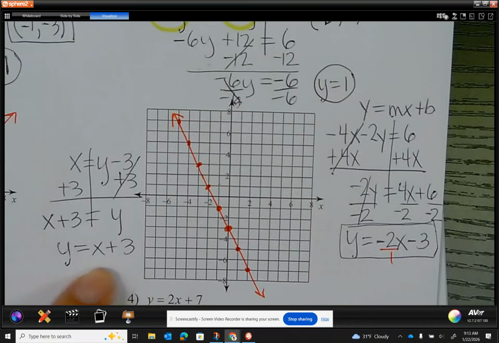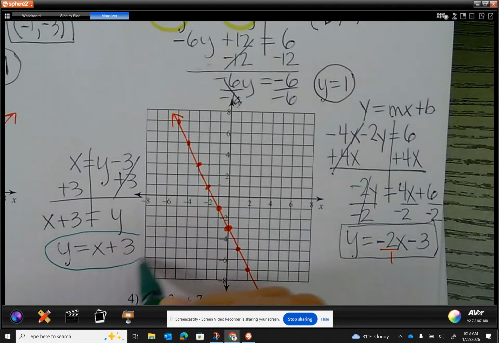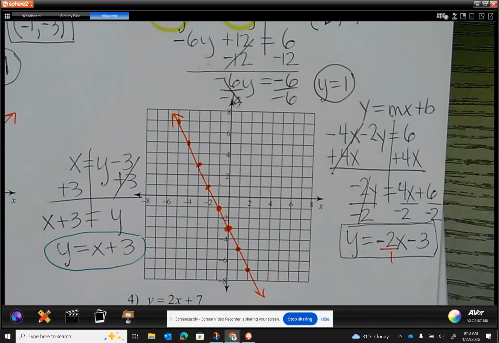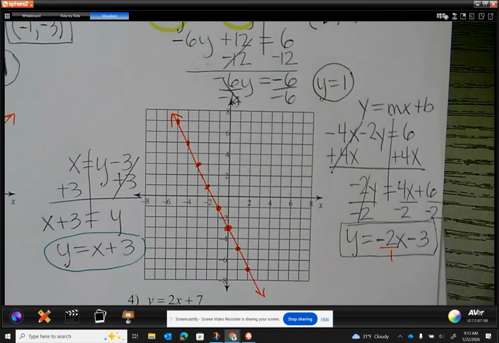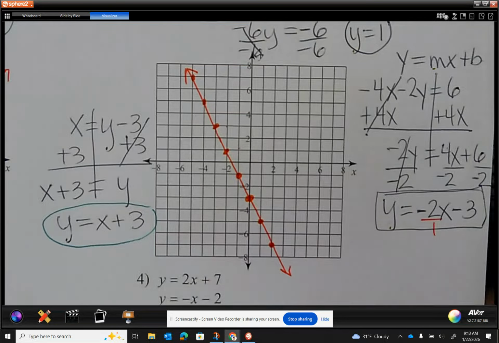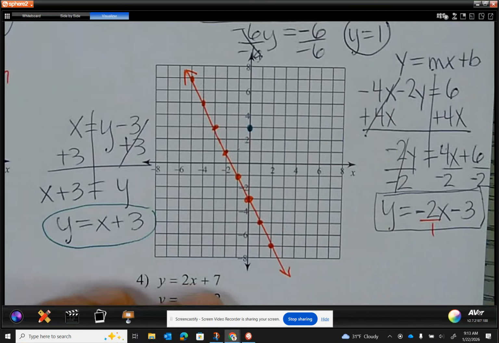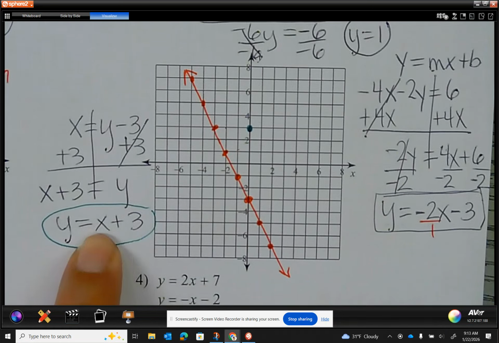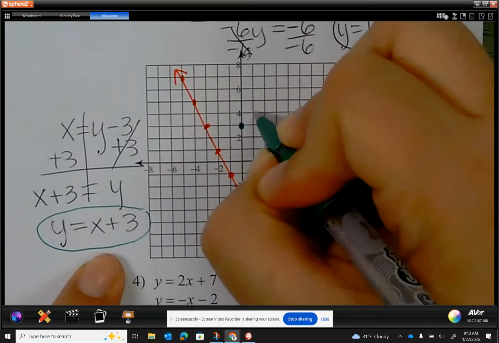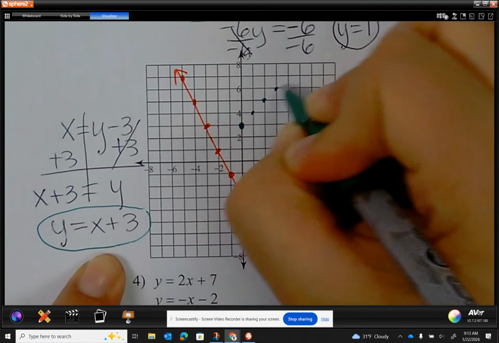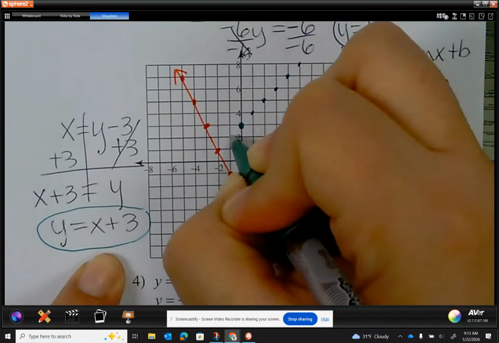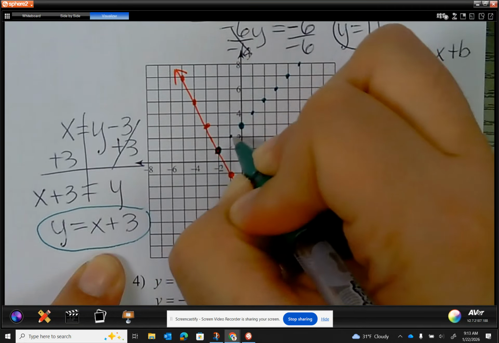Now that we have this one right here, what's our y-intercept? Or our b value? 3. So I'm going to go to the y-axis. 3 is right in between 2 and 4. Since we just have x, what is our slope? 1 over 1. Up 1 over 1, up 1 over 1. It is a positive slope. I already see the intersect here.